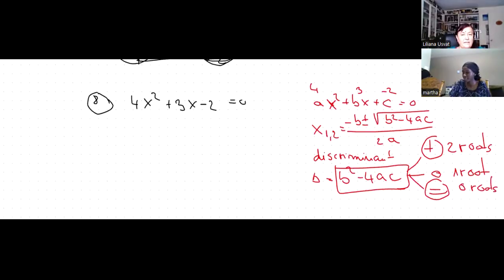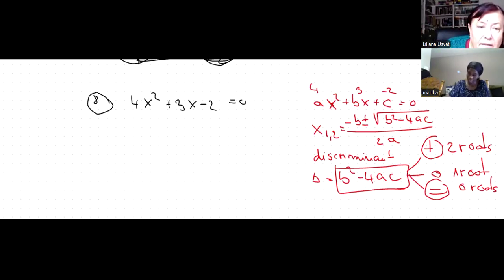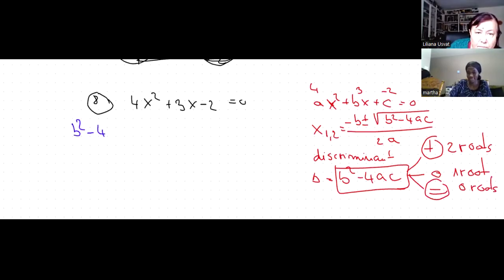Okay, you remember this? Yeah. Okay, so now we calculate the discriminant. B squared minus 4AC. So this is A, this is B, this is C. Equal 4 squared, no, 3 squared, sorry.